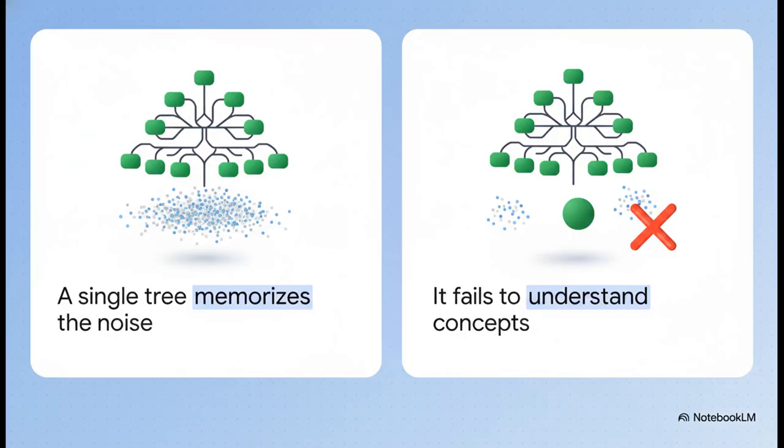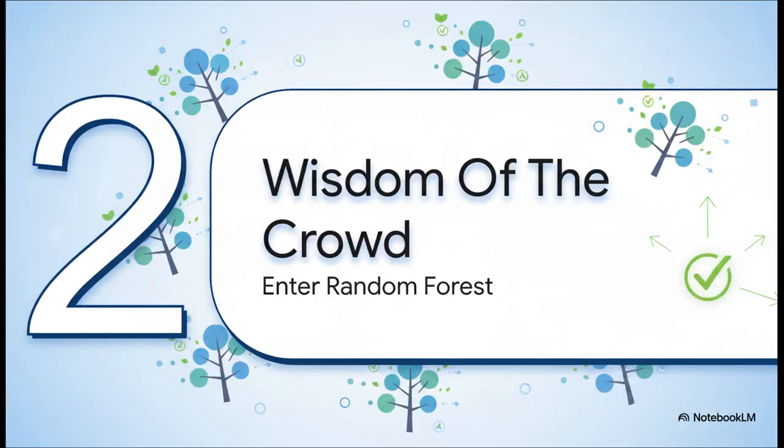But here's the catch. Using just one decision tree leads to a massive problem called overfitting. Think of it like a student who completely memorizes the exact exam questions the night before a test. I mean, sure, they might score 100% on those specific questions, but put them out in the real world, they totally fail because they didn't actually understand the core concepts. A single decision tree basically just memorizes the noise in your training data, making it super weak when it faces new real-world data. Which brings us to the ultimate solution, the wisdom of the crowd.